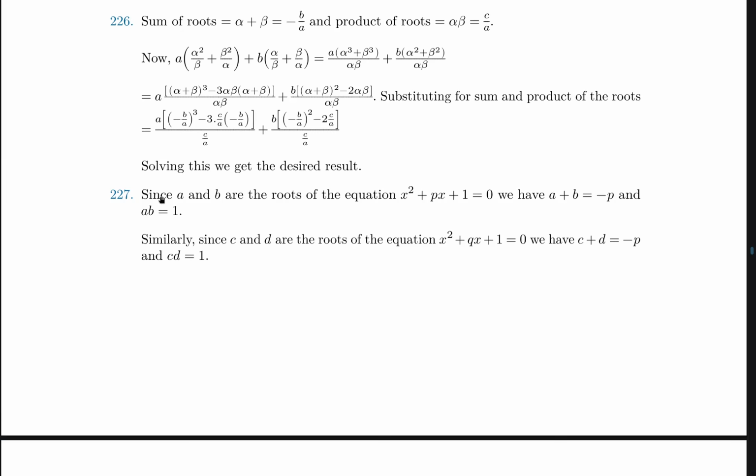So since it is given that a, b are the roots of the equation x square plus px plus 1, we have a plus b is equal to minus p and ab is equal to 1. And similarly for the second equation, we have c plus d is equal to minus q and cd is equal to 1. Sorry, this should be q, there is not p. The equation is x square plus qx plus 1. So you see there are lots of typing mistakes.